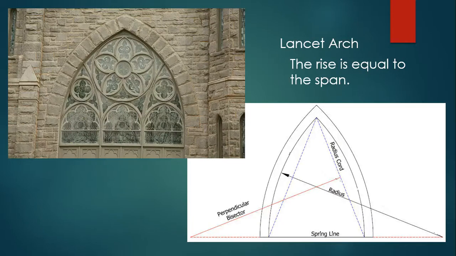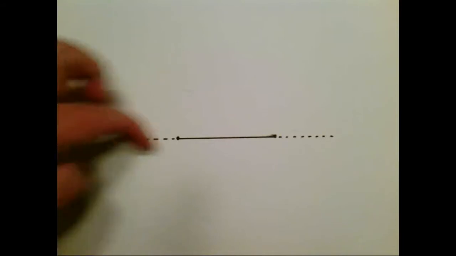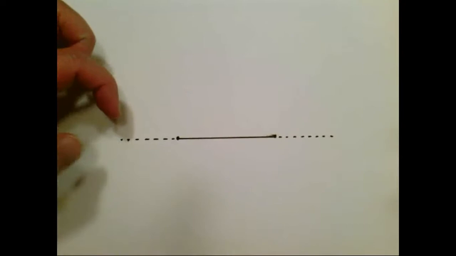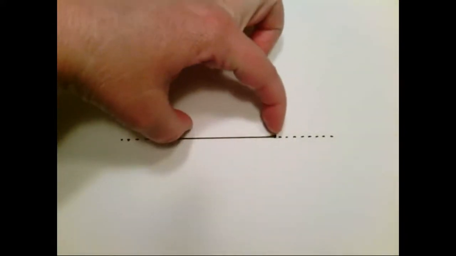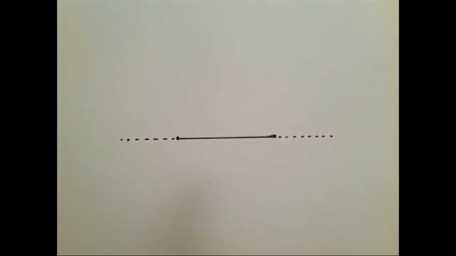Here's an example of a window that is constructed using a Lancet Arch. So let's see how to construct one. In this case, what we're starting with is our spring line, which I've extended a little bit here so that we can see the span of our arch right here. But our spring line actually could continue as far out as we wanted to from that span.